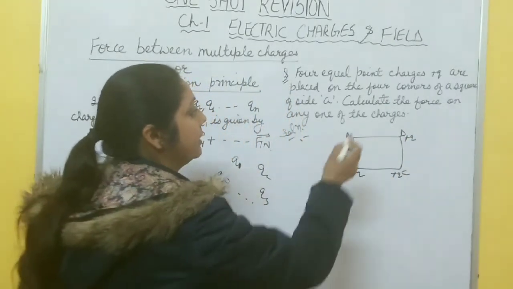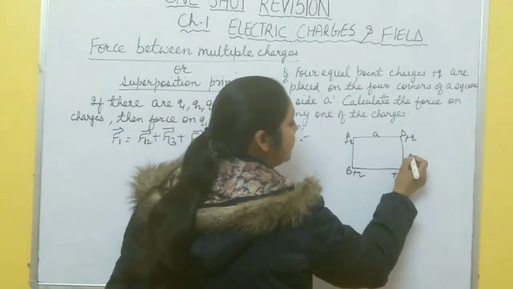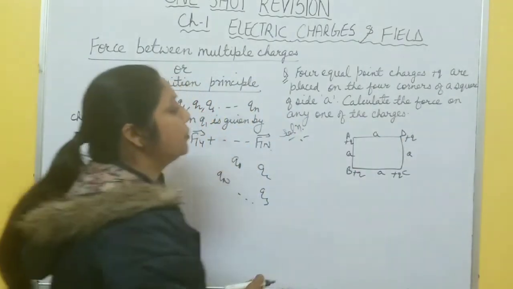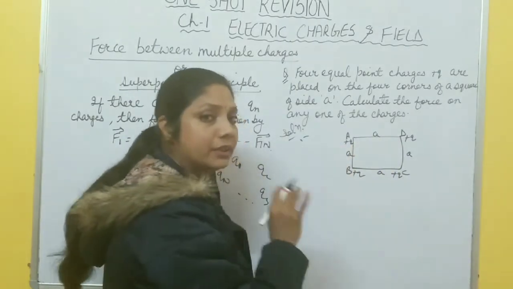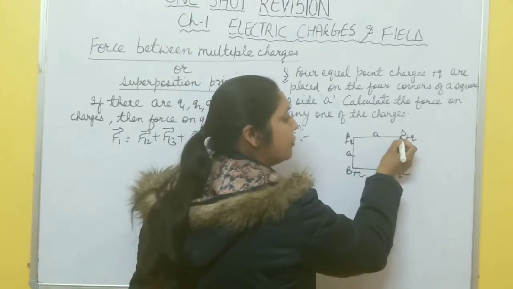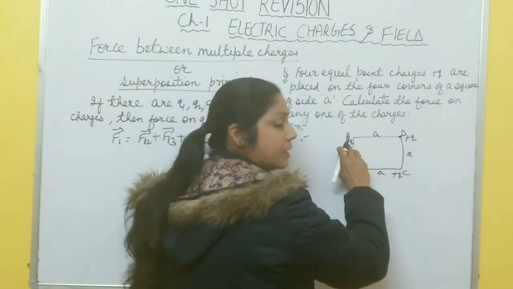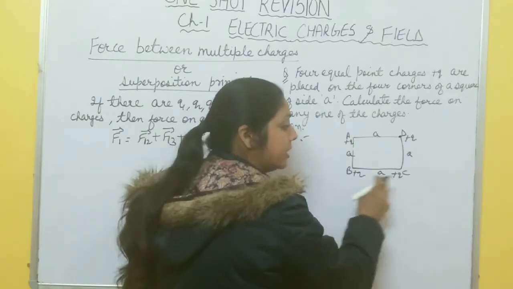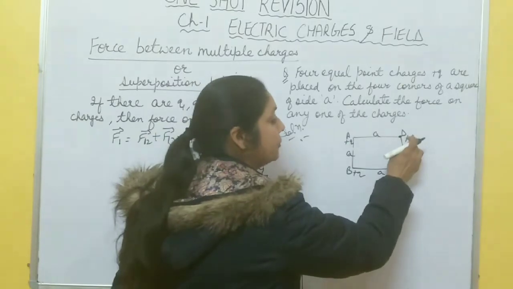Plus Q charges are placed on the 4 corners of a square of side a. Side is a, that is, the distance between two adjacent charges is a. Calculate the force on any one of the charges. You have to calculate the force exerted on any one charge due to the other charges. Suppose let us take this point D. Now the force on the charge at point D is due to the charge present at point A, due to this charge and this charge, and it is the vector sum of all charges.